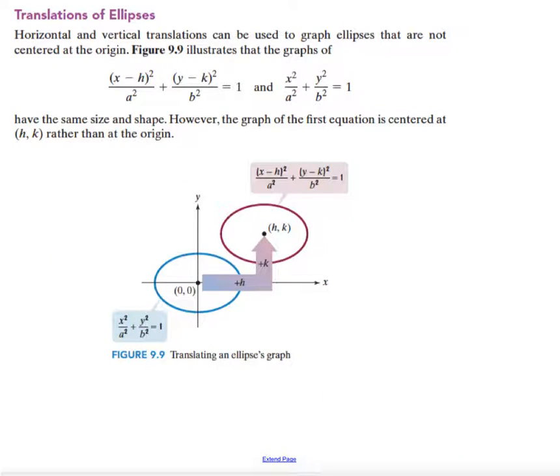This is now when we have a translation. So think about circles. Circles have translations. They're not always at the center, 0, 0. They may be to the right a little bit and then up a little bit. And so what you want to be careful with is this equation right here. X minus h all squared over a squared plus y minus k all squared over b squared.